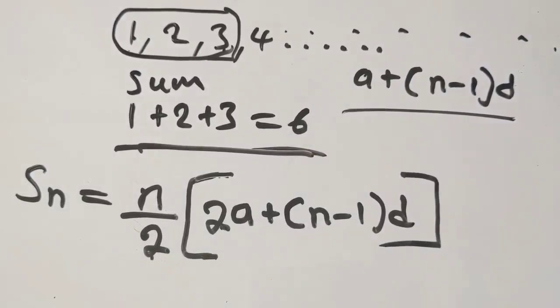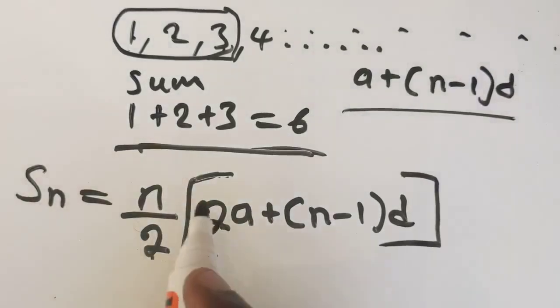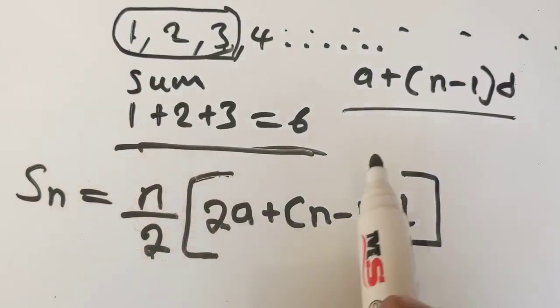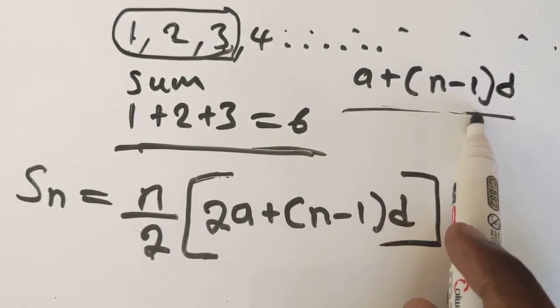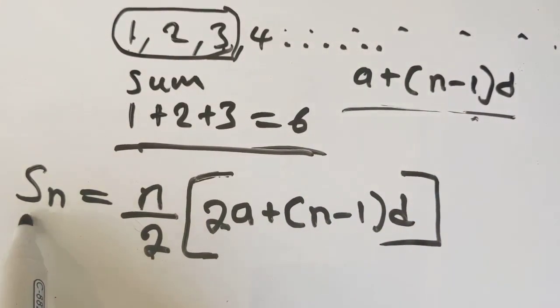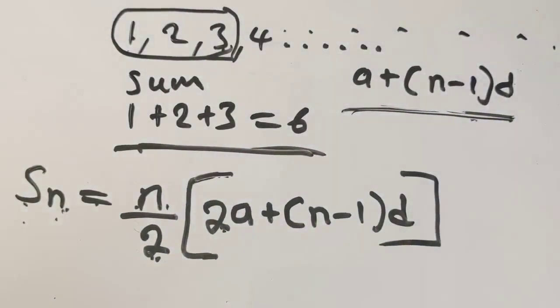Under geometric progression, there are other formulas. But for arithmetic progression, just know that this is the formula for the sum. The way to master it, since you already know the formula for the nth term: Sn is the sum of the number of terms, which is equal to the number of terms over 2, then you open the bracket, 2 times this. That is the formula that you need to know.